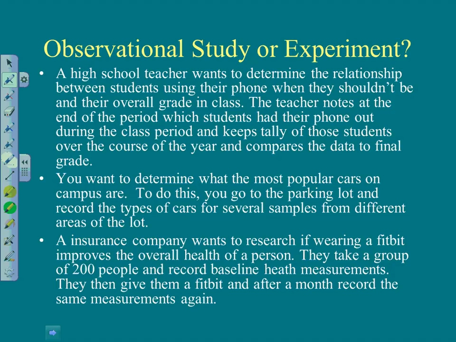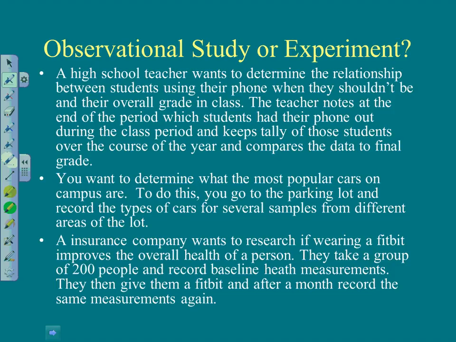Observational, exactly. I'm not influencing. I'm letting you do whatever you want to do. I'm just going to take note of it. You want to determine what the most popular cars are on campus. To do this, you go to the parking lot and record different types of cars for several samples from different areas of the lot. Would that be observational, where you're not influencing things, or experiment when you are?